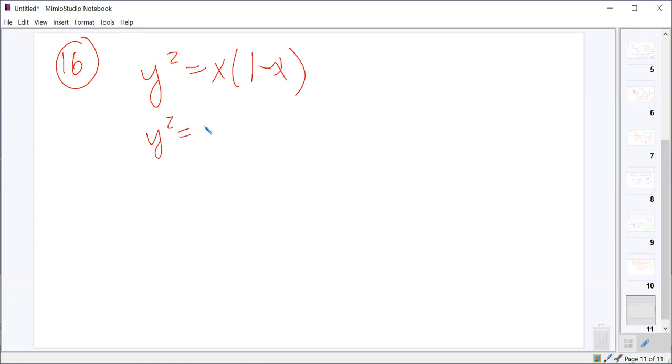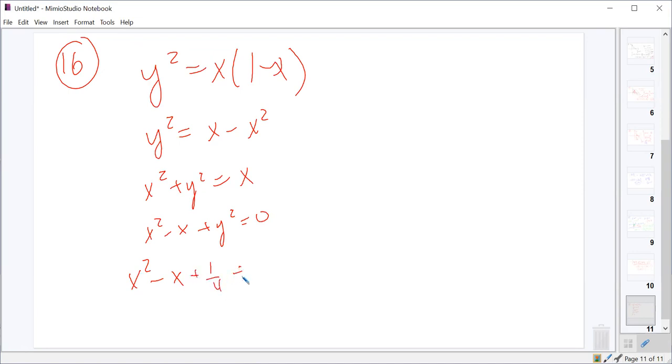If you rewrite this, y squared equals x minus x squared, or x squared plus y squared equals x, you should know that's a form of a circle. It'd be good to know what that circle looks like to help you with this, maybe. x squared minus x plus y squared equals 0. I'm sure you guys learned how to complete the square to put the circle into standard form, right? x squared minus x. So completing the square on x squared minus x would be adding a fourth to both sides.